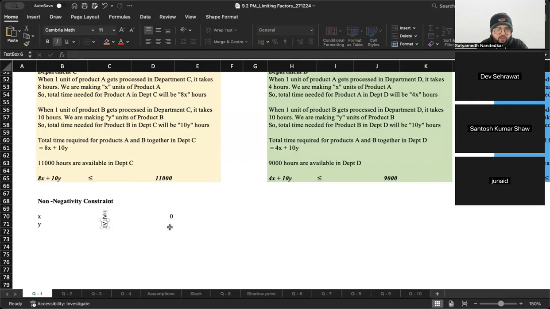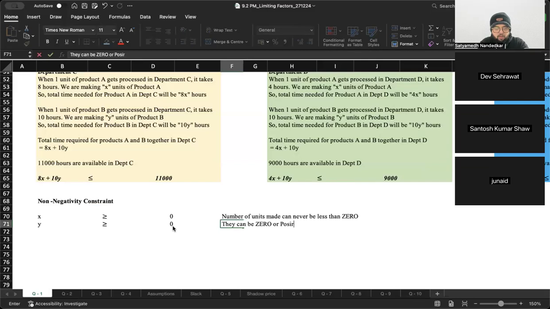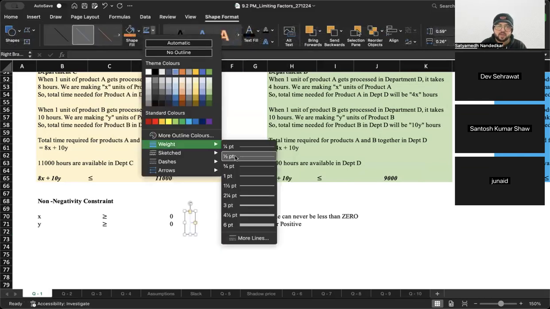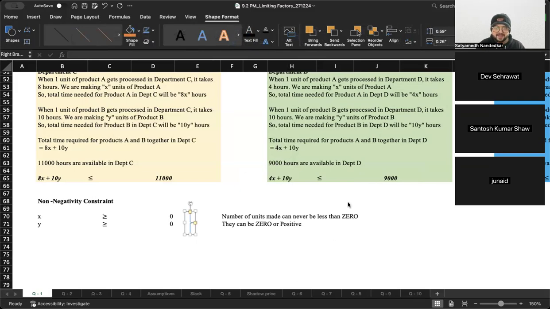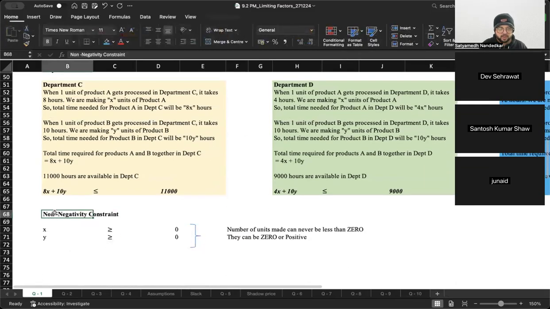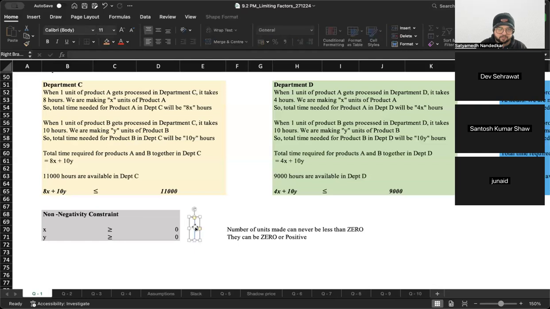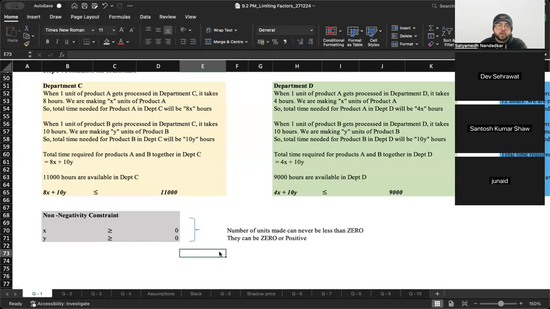Why? Because the number of units produced can never be less than 0. Number of units made can never be less than 0. They can be 0 or positive. This constraint is known as your non-negativity constraint. The number of units produced has to be 0 or more than 0. It can never be less than 0. So let's put it separately. So this is our non-negativity constraint.